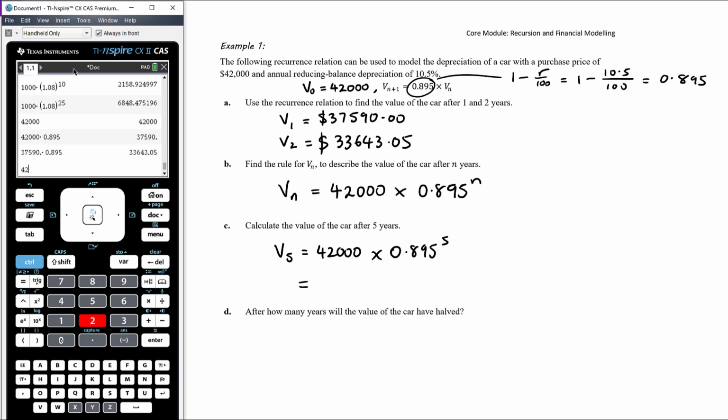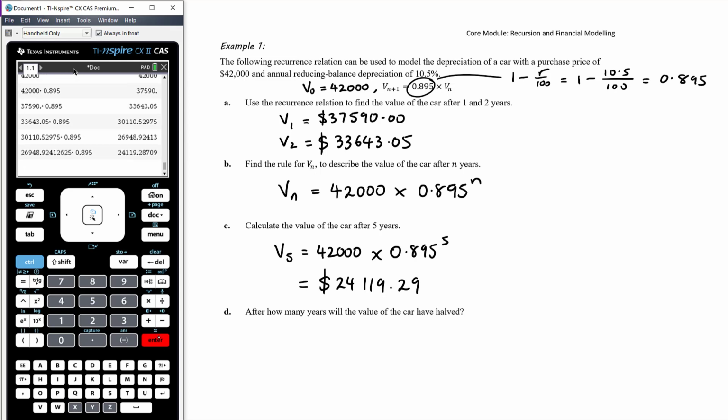So 42,000 times 0.895 to the power of 5 is $24,119.29 to the nearest cent. Let's just be clear, if you continued with your recurrence relation, 42,000, multiplying that by 0.895 once, twice, 3 times, 4, 5 times, you get the same value. Okay, so it's doing the same thing, it's just writing it in a different way.